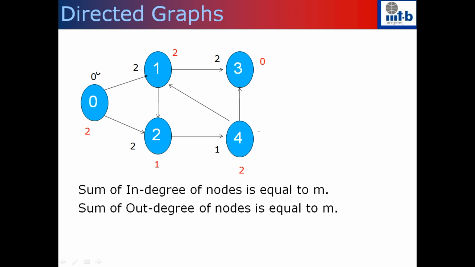It's easy to see the proof for it, because if you take any edge, it will contribute to the in degree of exactly 1 vertex in the graph. So when you add up the sum of in degrees, this edge will contribute exactly 1. That's why the sum of the in degrees of all the vertices in the graph is equal to m. Similarly, any edge will contribute to exactly 1 out degree of a node in the graph. So if you add up the out degrees of these nodes, you get exactly m, which is the number of edges in the graph.